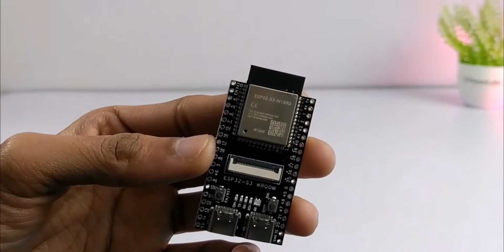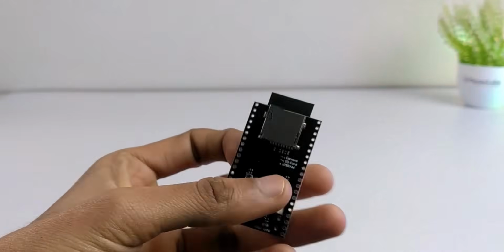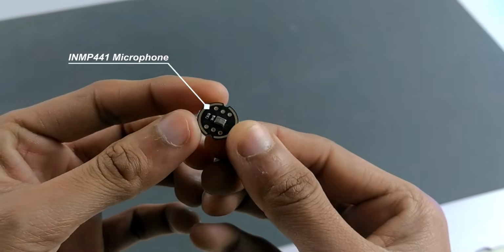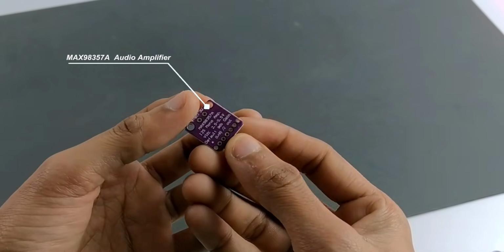Now you might be wondering, why ESP32-S3? Well, it's more powerful. It offers better performance. And it's specially designed for AI and voice based applications. And the best part? The overall process is almost the same. Same components, same basic idea, just a more powerful board.